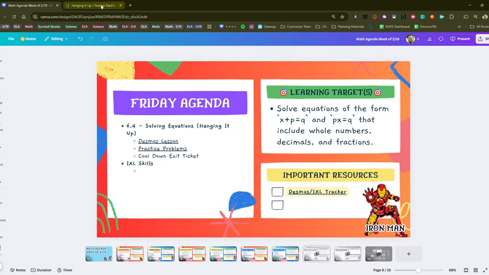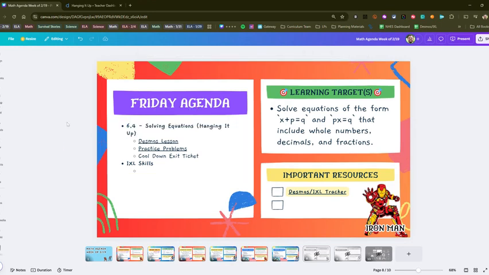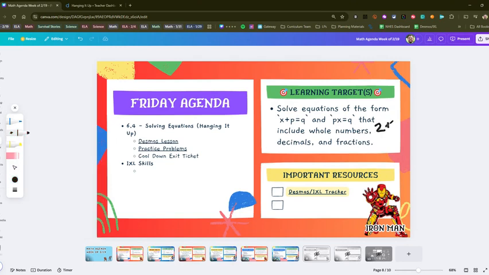So today we're going to look at lesson 6.4, solving equations, called hanging it up. The learning target is solve equations of the form x plus p equals q and px equals q. So we've definitely been doing this already, whether or not you know. When you see an equation like 2 plus y equals 10, that is exactly what we've been doing.